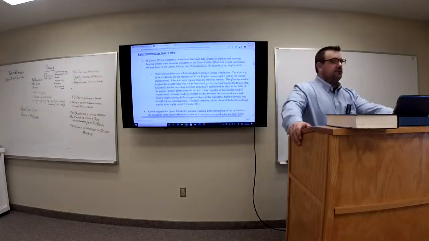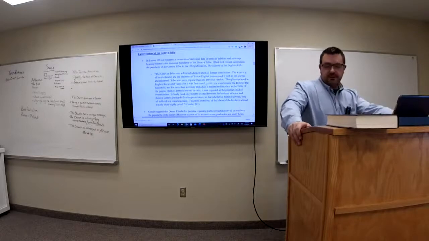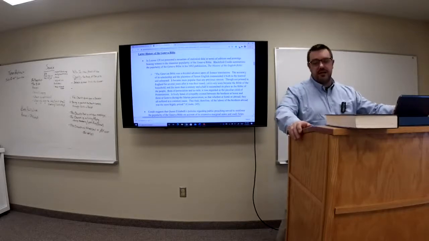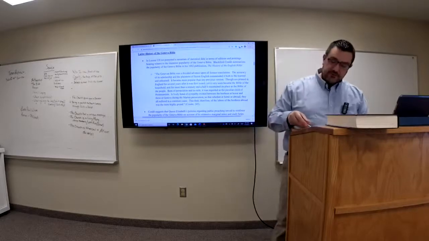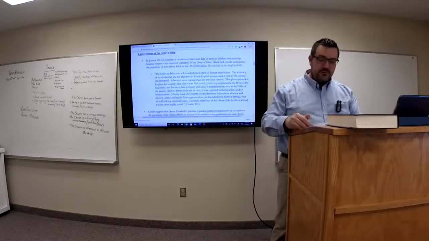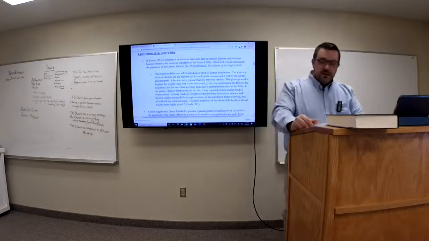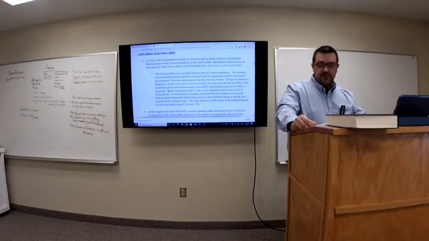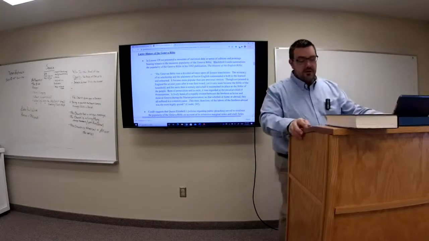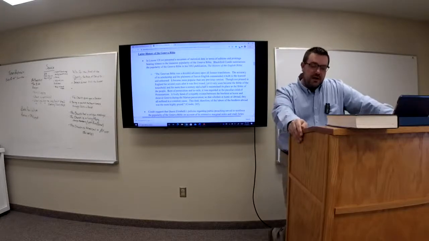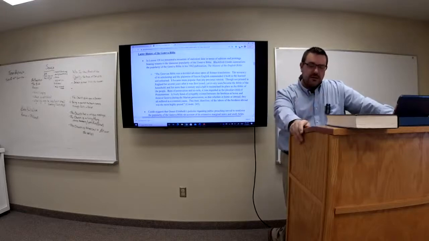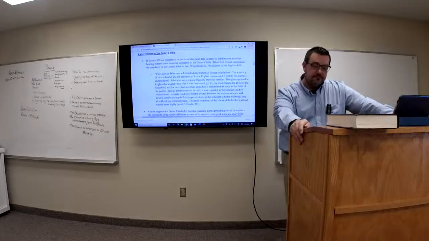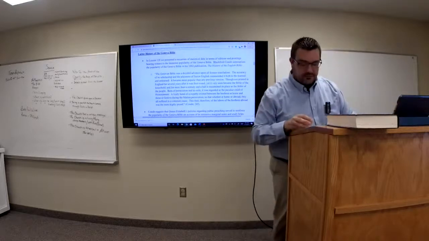So page 2, the later history of the Geneva Bible. In lesson 128, we presented a mountain of statistical data in terms of editions and printings bearing witness to the immense popularity of the Geneva Bible. Blackford Condit summarizes the popularity of the Geneva Bible in his 1882 publication, The History of the English Bible. He says, quote, "The Geneva Bible was a decided advance upon all former translations. The accuracy of its scholarship and the plainness of Saxon English commended it both to the learned and unlearned. It became more popular than any previous version.